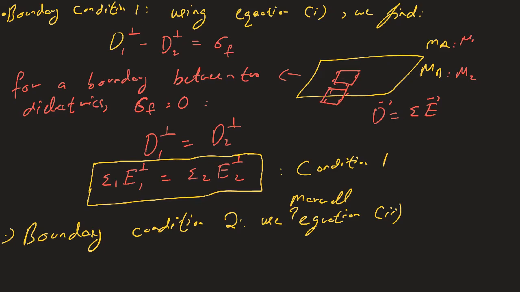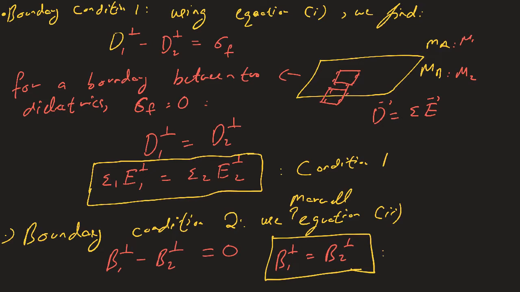So what you get is that the orthogonal component of B in material 1 minus the orthogonal component of B in material 2 is equal to 0. So what that reduces to is that B1 orthogonal component is equal to B2 orthogonal component, and this is condition 2. So we now have conditions for the orthogonal components of the electric and the magnetic fields whenever electric fields go from one dielectric to another dielectric. And the same would also hold for electric and magnetic waves.